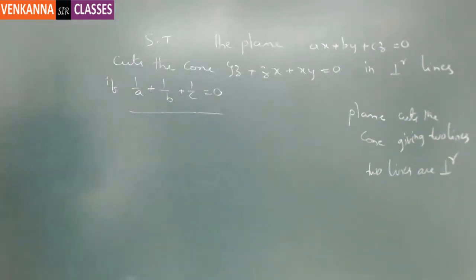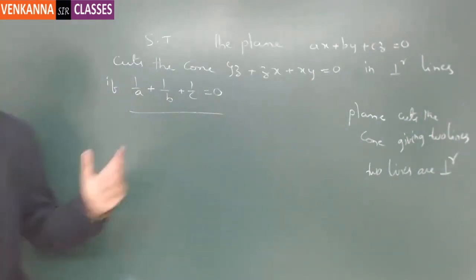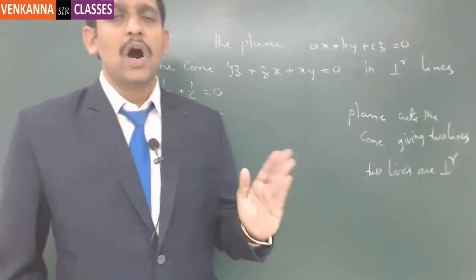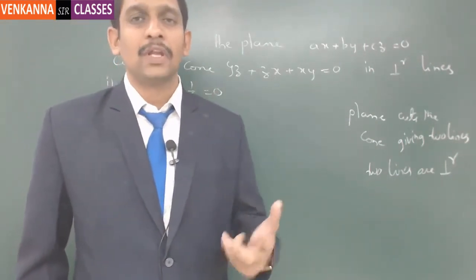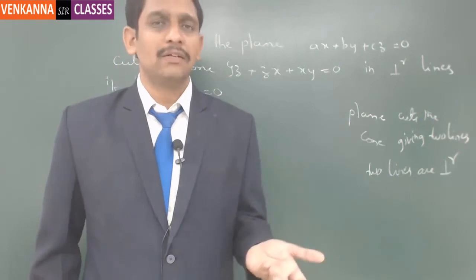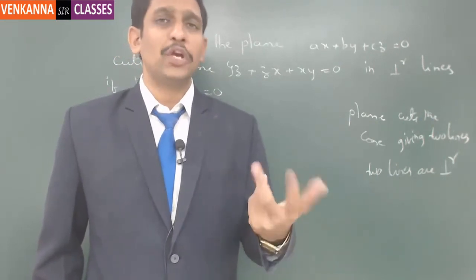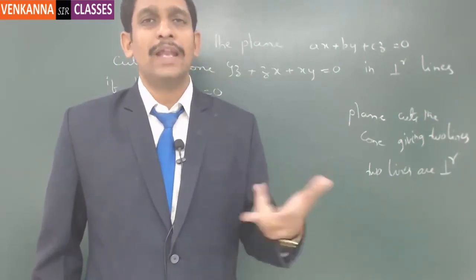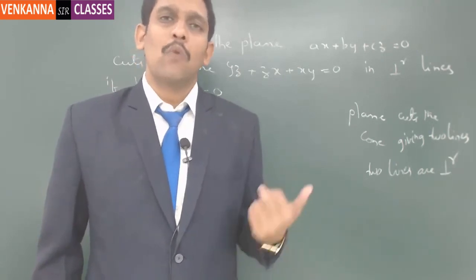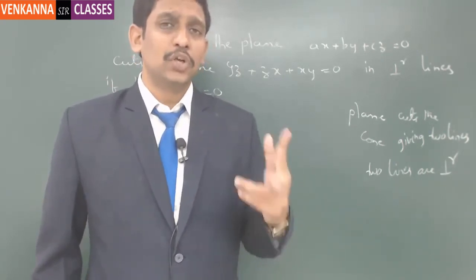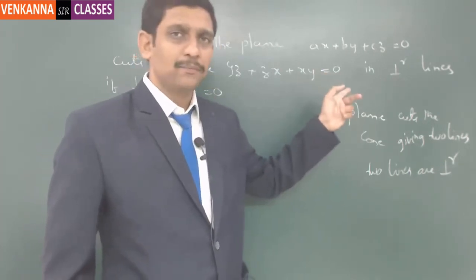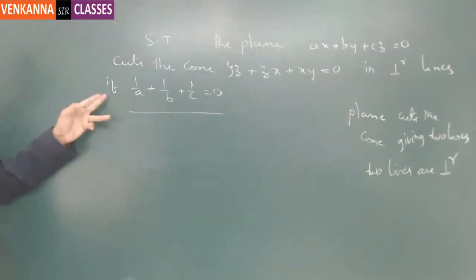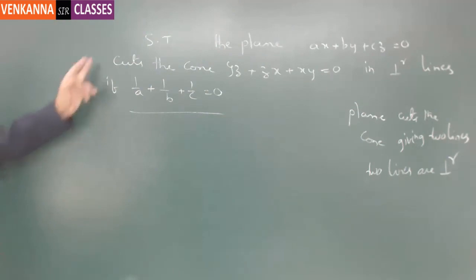As we have studied, whenever a plane passes through the vertex of the cone, we always get two lines. The two lines may be of any kind. They may be perpendicular, they may be very close to each other, they may have an acute angle, etc. Whatever the case we consider, if the two lines are at right angles, then this condition must be satisfied. That was the question tag here. Is it clear? Say.